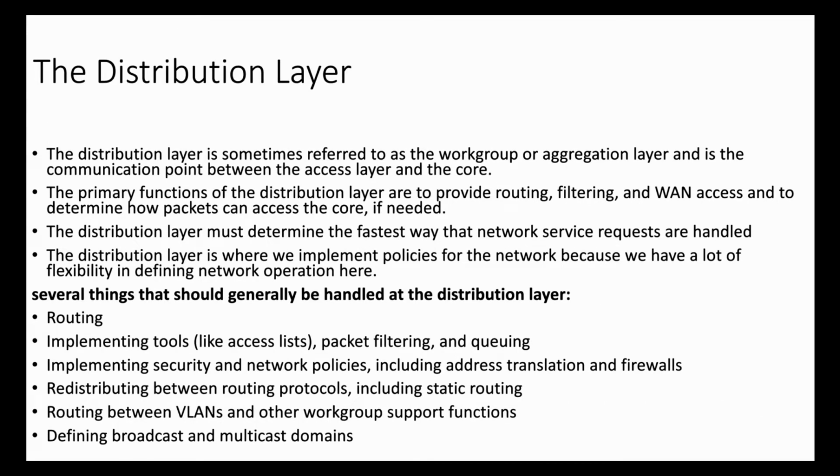The distribution layer is sometimes referred to as the workgroup or aggregation layer, and is the communication point between the access layer and the core layer. The primary functions of the distribution layer are providing routing, filtering, and WAN access, and determining how packets can access the core if needed. The distribution layer must determine the fastest way the network service requests are handled. It is said that the distribution layer must determine the fastest way in the network to transfer the packets, or to handle the requests.